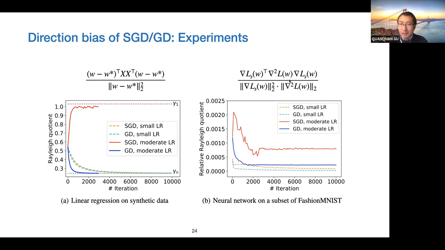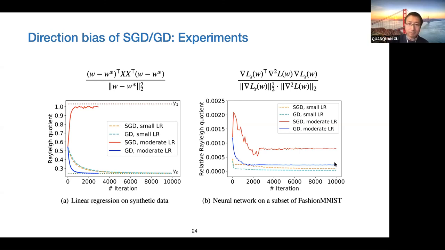And the second difference is in deep learning, the Hessian is actually time varying because it depends on W. At different W we have different Hessians. So we use the spectral norm of the Hessian to normalize it. And you can see that again, SGD with moderate learning rate will converge to some large Rayleigh quotient, while SGD with a small learning rate and GD with both a small and moderate learning rate will converge to some small Rayleigh quotient direction.